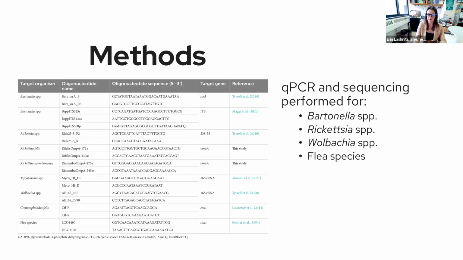When it comes to sequencing, we used quantitative PCR and followed with sequencing for Bartonella, Rickettsia, Wolbachia, and using the COX-1 gene for identifying the flea species phylogenetically as well. You can see all the primers and the references that we used here.